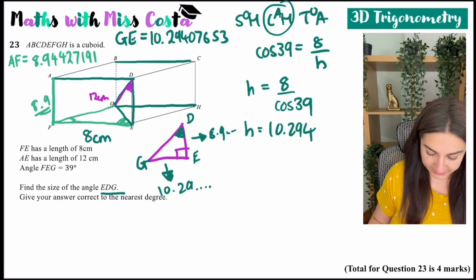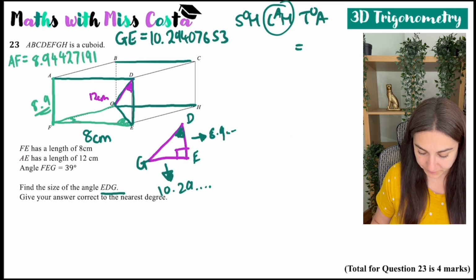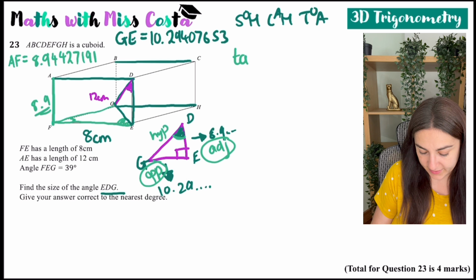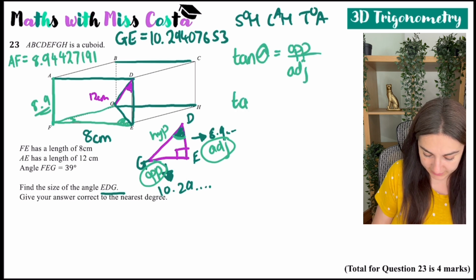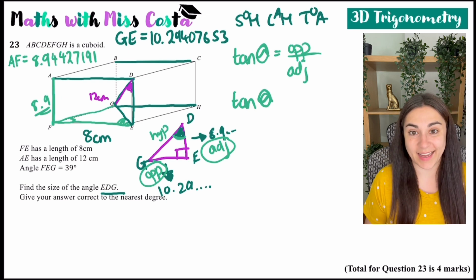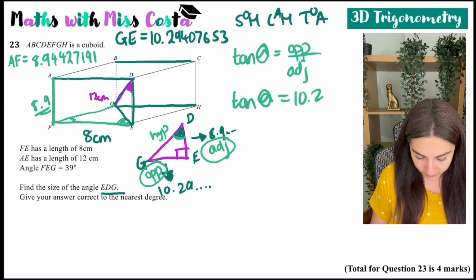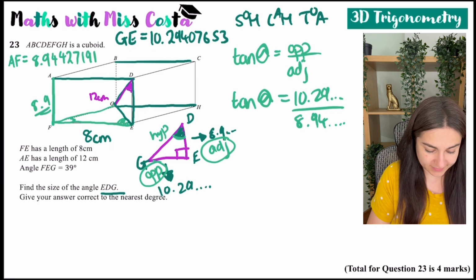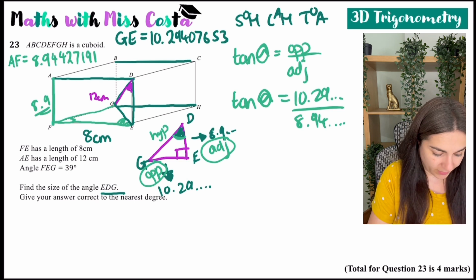So therefore, I can once again use trigonometry. So I've got SOHCAHTOA. What have I been given? This is my given angle. This is the hypotenuse, this is the adjacent, and this is the opposite. So therefore, I'm using O and A. So tan theta is opposite over adjacent, and theta just represents the angle. Opposite is 10.29 over 8.94.